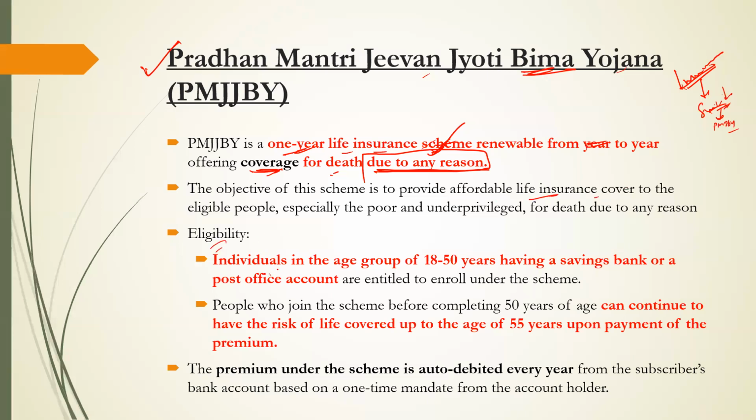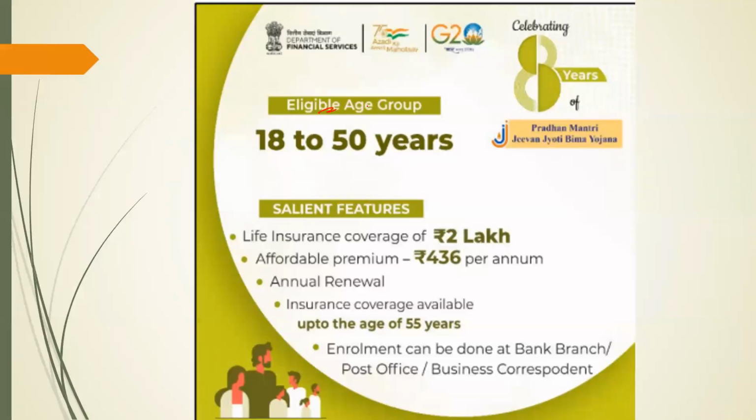And now, who all are eligible here? Okay, so the age group is 18 to 50 years, having a savings bank or a post office account. Okay, now after the completion of 50 years also, if you are continuously paying the annual premium, you can claim life insurance up to the age of 55 years. So who all are the eligible beneficiaries? People who are in the age group of 18 to 50 years can claim under Pradhan Mantri Jeevan Jyoti Bima Yojana.